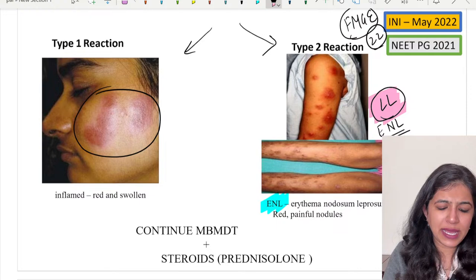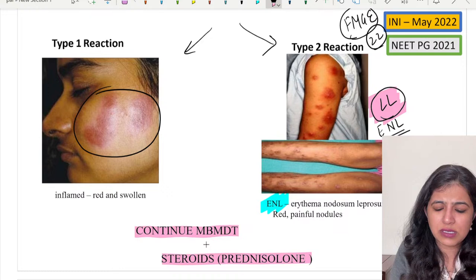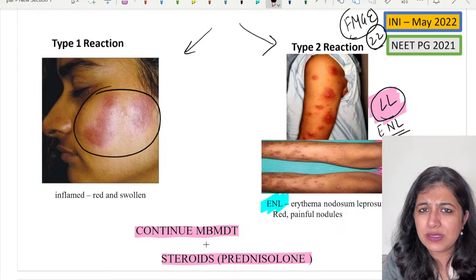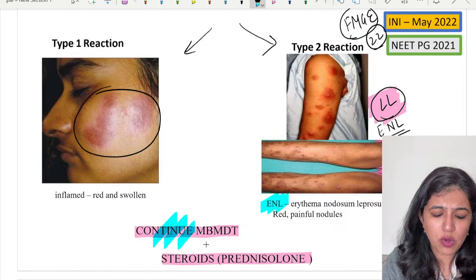Whatever is the diagnosis, treatment will always be to continue MB-MDT and start steroids. So never mark an option where the MB-MDT is stopped. Even if you are told that the patient started treatment and after treatment he developed this, even if the question says that, doesn't matter. You will never stop the MB-MDT, you will always continue it.